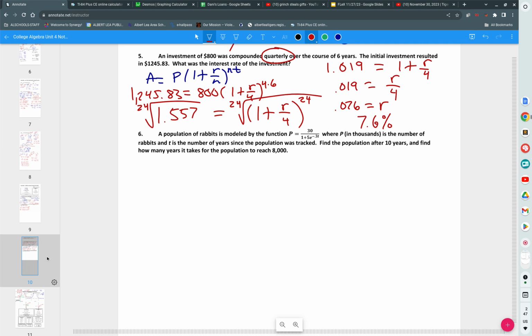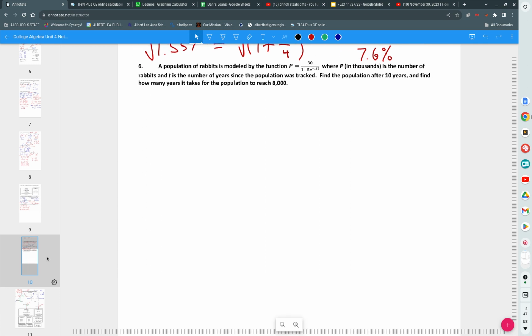I love her too. All right, so we got these rabbits, and they're modeled by this function. Their population is P, and P is measured in thousands. It's the number of rabbits since it's been tracked. We want to find the population after 10 years, and how many years it takes for the population to reach 8,000. I'm going to add a very easy part to this problem, and that is I want to find the initial population as well.